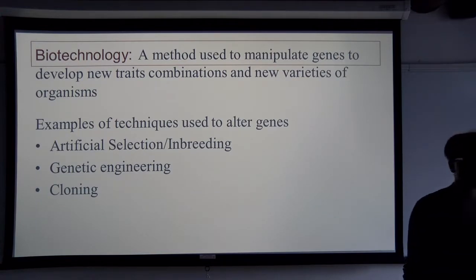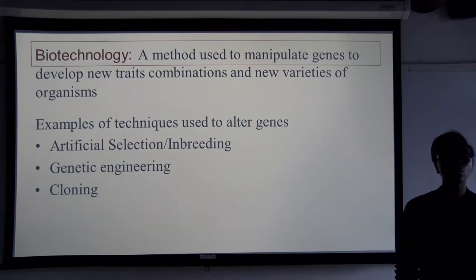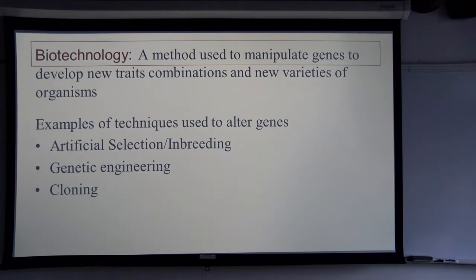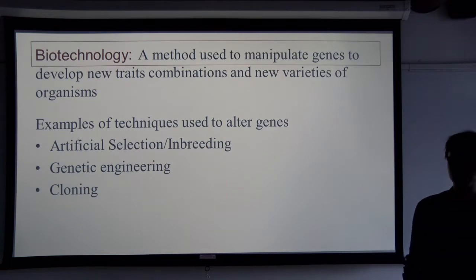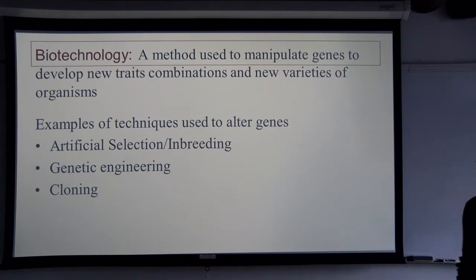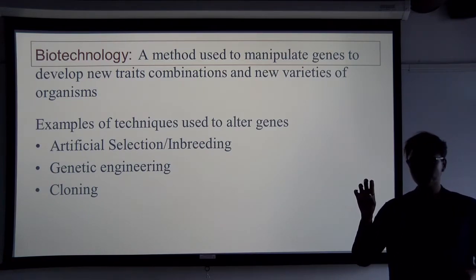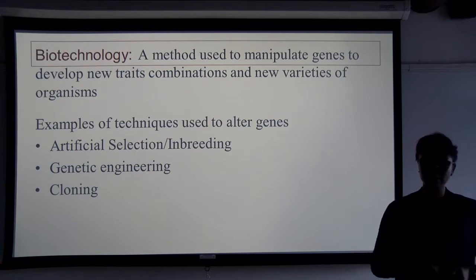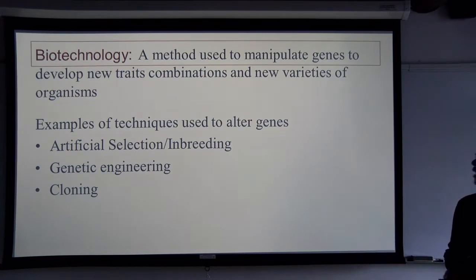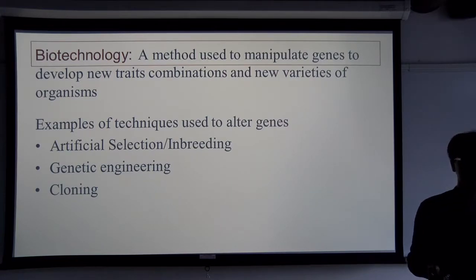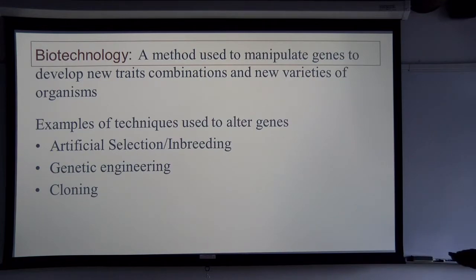inbreeding. We see this in animals, in the breeding of dogs and horses and so forth. Even though this was a natural process occurring in nature, we're able to manipulate it in a way more than before. Genetic engineering, we're going to see where we can actually take genetic information from one organism and insert it in the next. And cloning will also cover that, how we can produce an organism with the same trait that we're looking for.